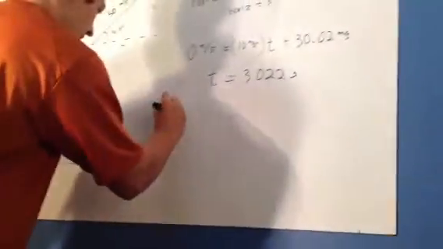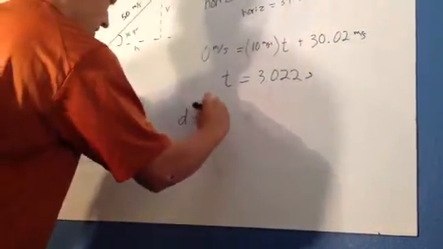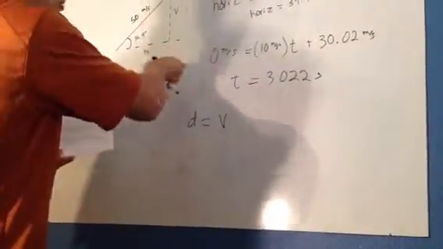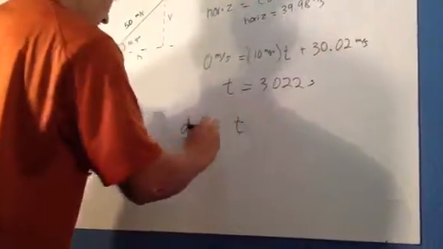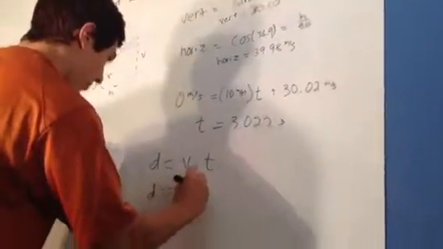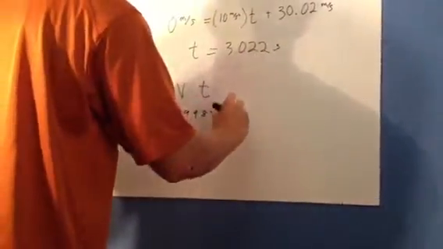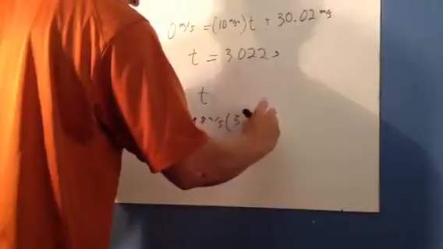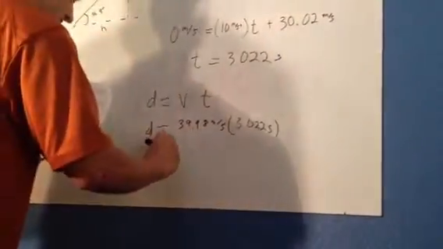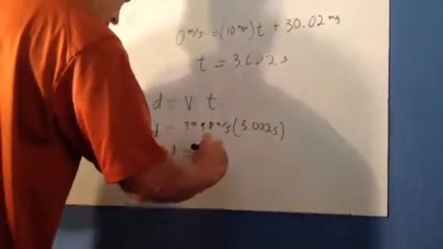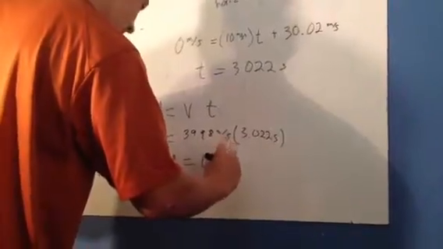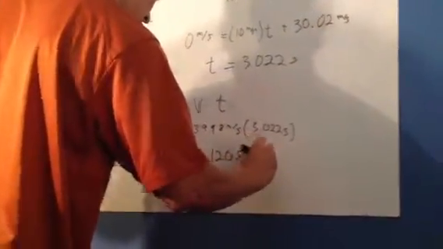So you would do distance equals velocity, and since you're finding the range, it'd be the horizontal velocity times the time it's in the air. So d equals 39.98 meters per second times, and then the time is 3.022 seconds. So distance ends up being 120.82 meters.